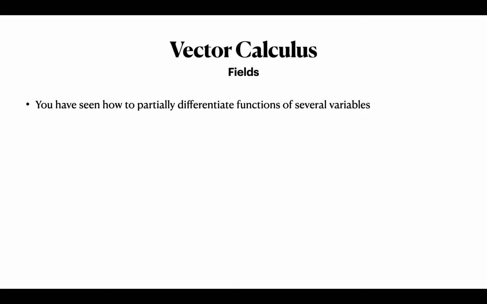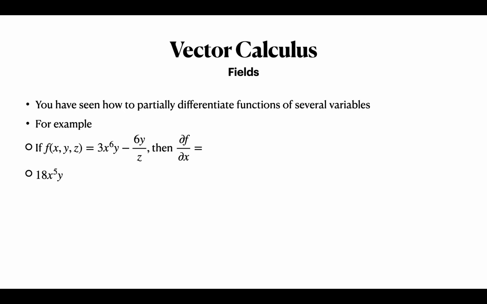So, let's recap a little bit first. You know how to partially differentiate functions of several variables. Let me give you an example. Let's look at this function of x, y, and z: f = 3x^6 y - 6y/z. Now, what you want to do is partially differentiate f with respect to x, and that's the notation here. And when you do that, folks, you differentiate x as you would normally.